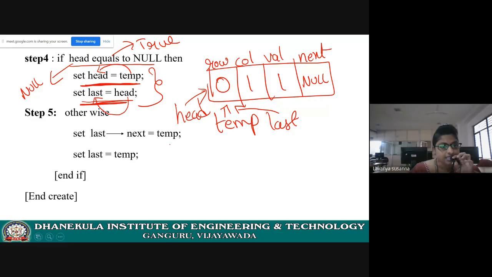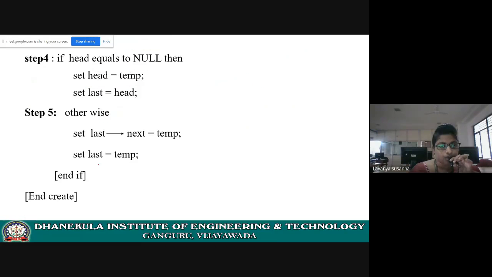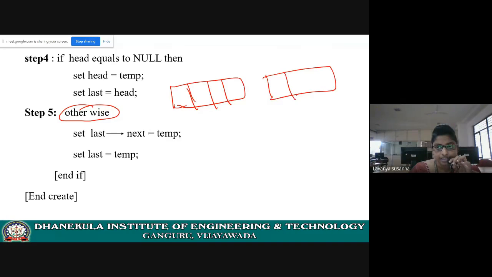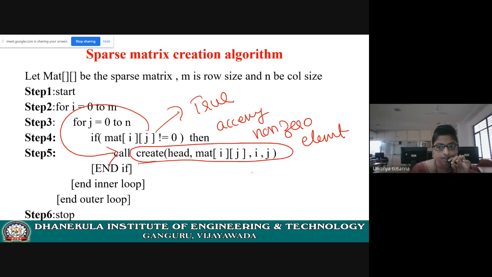I hope you understood. Otherwise the else part will not be executed. When will this else part be executed? I will explain. It is executed when you want to create another node. For example, you have created another node. Previously it was head, temp, and last. Now see here, think that there is another non-zero element, something like that.